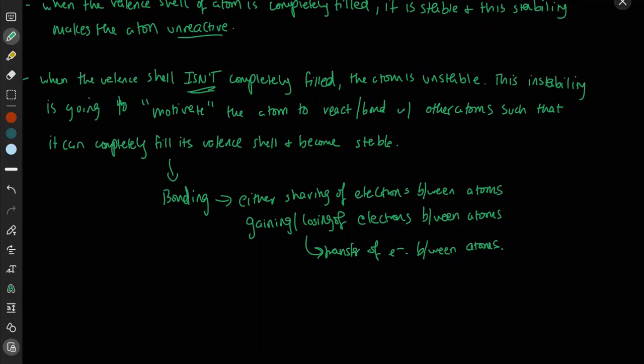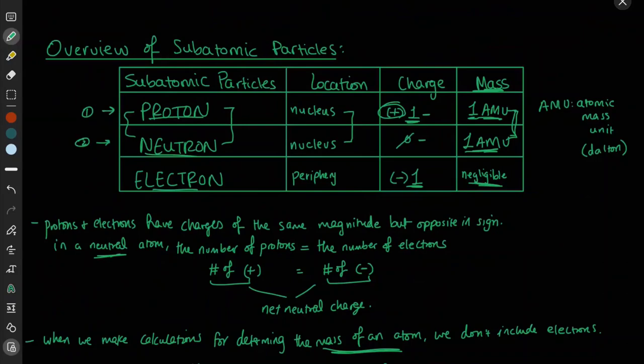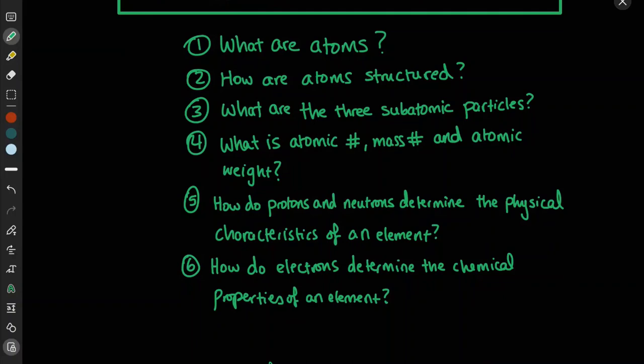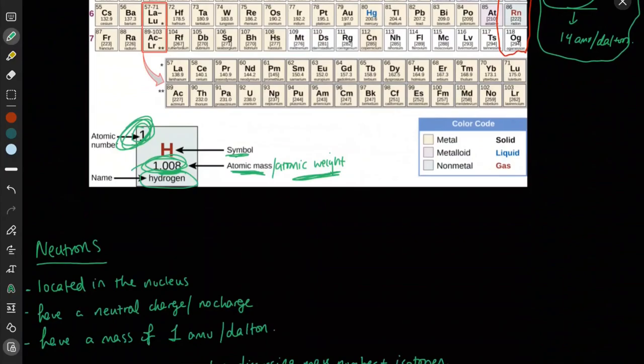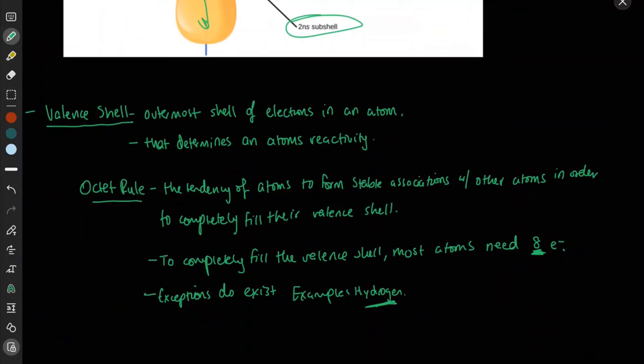I hope you guys learned something, and let's just make sure we touched all the points that we're supposed to touch. So we talked about what atoms are, the fundamental unit of matter, and we talked about how atoms are structured, right? We have the nucleus, and we have the periphery, and how they're organized. What are the three subatomic particles? We talked about protons, neutrons, and electrons. We talked about atomic number, mass number, and atomic weight. We talked about how protons and neutrons determine the physical characteristics of an element, specifically mass, right? And then we also talked about how electrons determine the chemical properties of an element, just now with respect to the valence shell and all of that, right? So that's it for part one of lecture two. So again, like I said, in part two of lecture two, we're going to start talking about bonding and reactions. And that's it. So I hope you guys learned something.